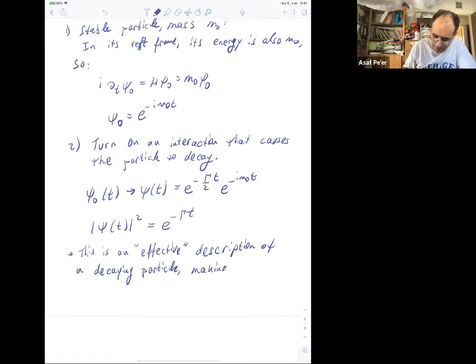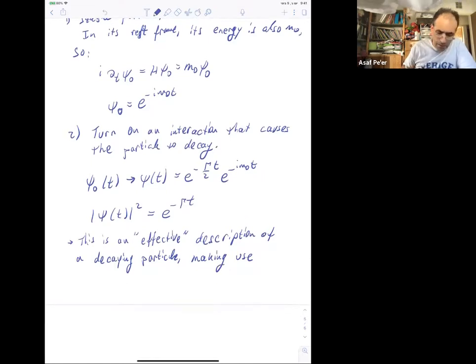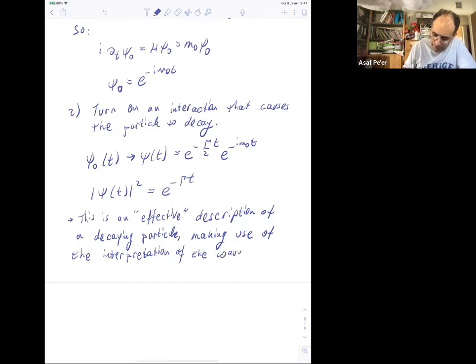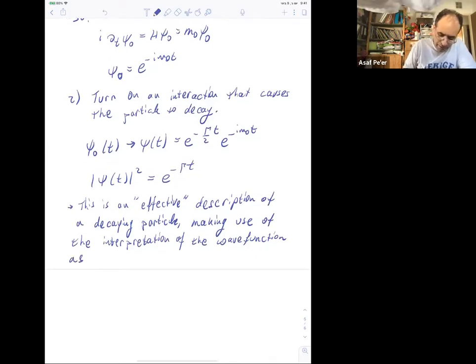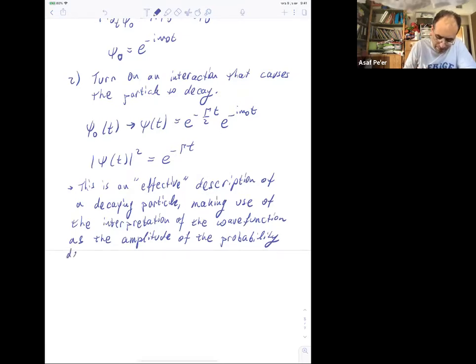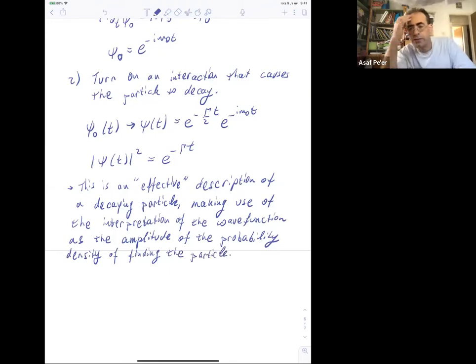Making use of the interpretation of the wave function as the amplitude of the probability and probability density of finding the particle. Is that clear to everybody?